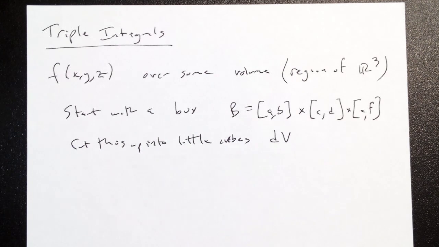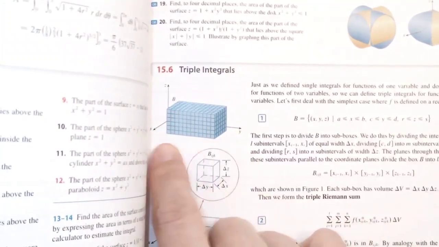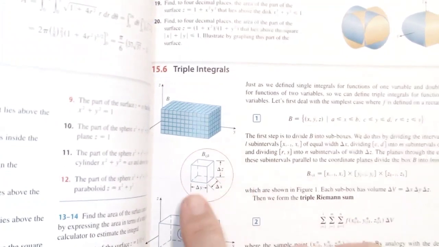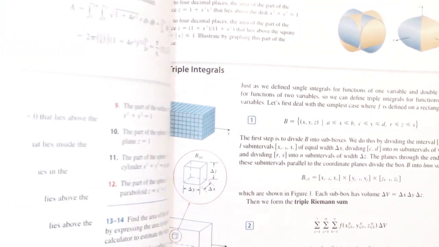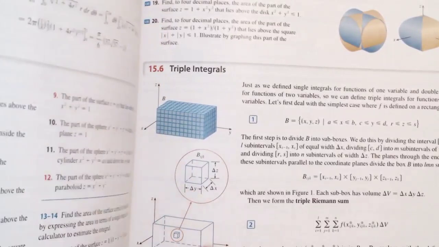I'm going to divide this up into little bitty cubes, and I'll call them dV. Now, they don't actually have to be cubes. They could be rectangles. They don't have to be the same length, width, and height, but it's easier in my head to picture them as a bunch of little cubes stacked together. On page 1029 is a very nice picture that shows exactly this idea. From A to B in the X's, from C to D in the Y's, from E to F in the Z's, I get these little bitty cubes, and they're dx by dy by dz. There. Now you can actually see the picture.